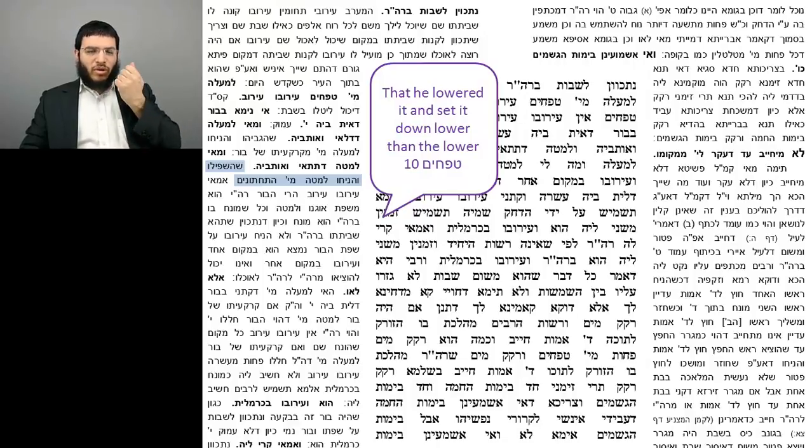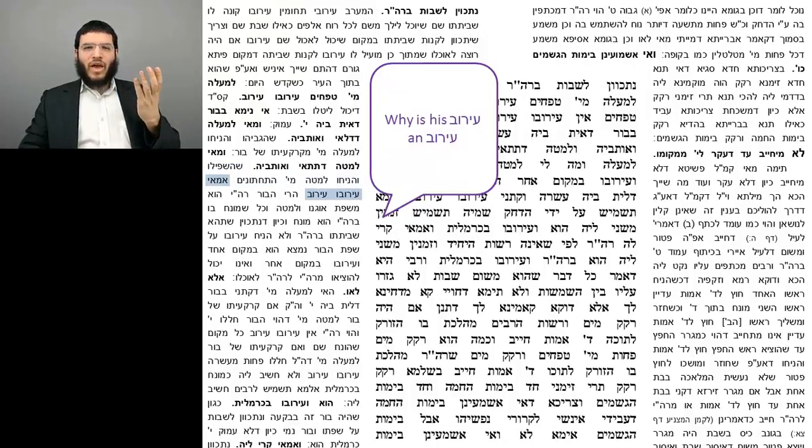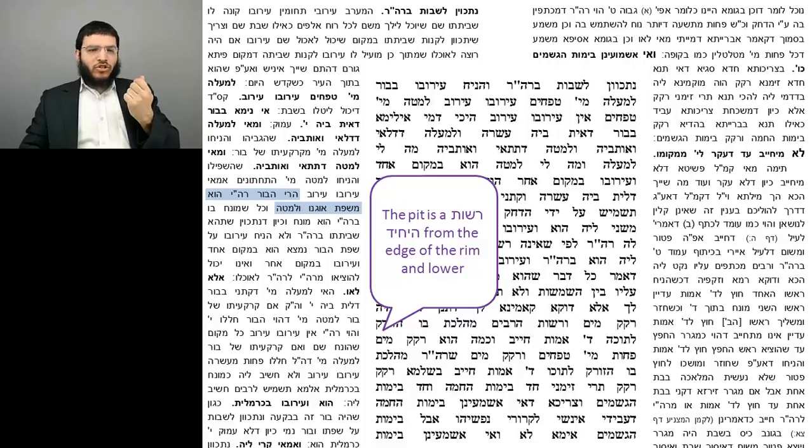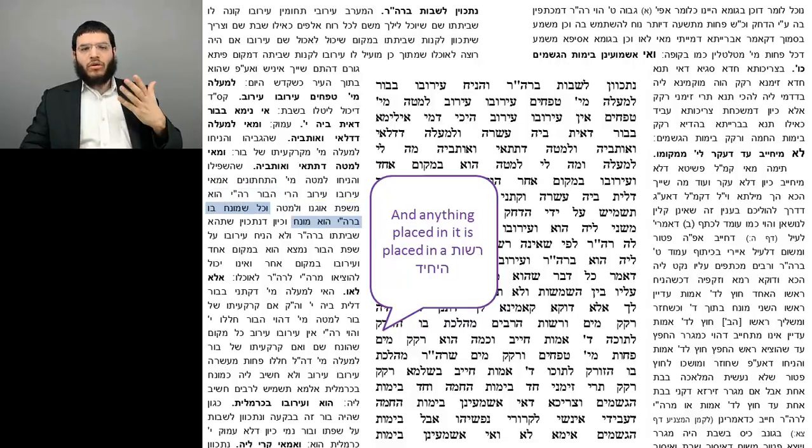So if we're going to say that's what it means, says the Gemara, why is it an eiruv? Why when it's in the higher 5 tefachim is his eiruv an eiruv? But the bor, the pit, is reshus hayachid, from the edge of the rim and lower. If this pit is 15 tefachim deep, the whole pit is a reshus hayachid, not just the bottom 10 tefachim, and anything placed in it is placed in the reshus hayachid. So why would this be a good eiruv?